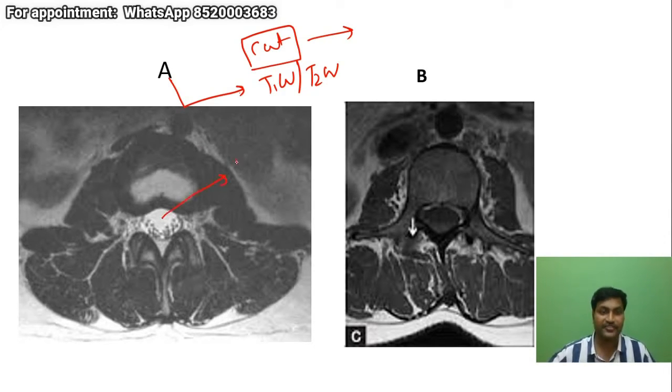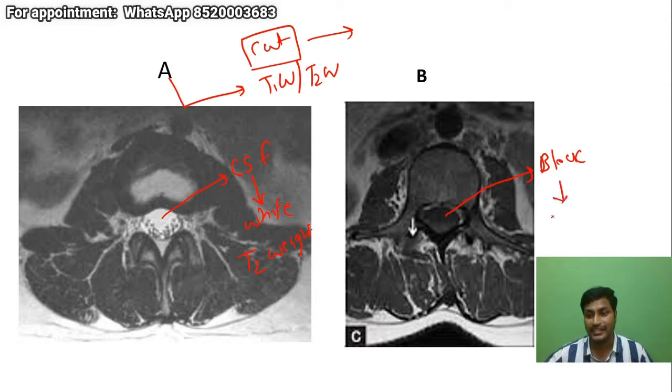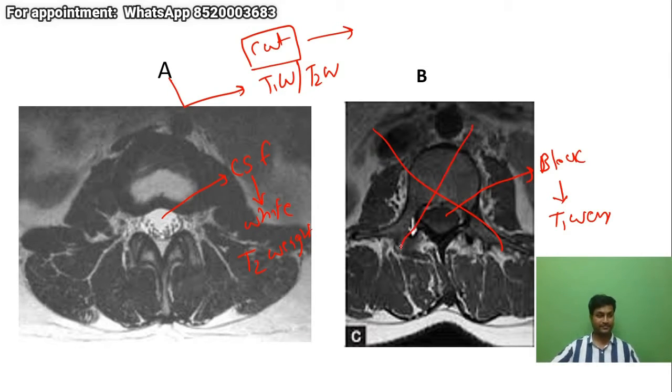This is CSF. CSF is white in color, so this is a T2 weighted image. We want axial T2 weighted images. Fine. Here CSF is black in color, so this is a T1 weighted image, and we are not looking at T1 weighted images.